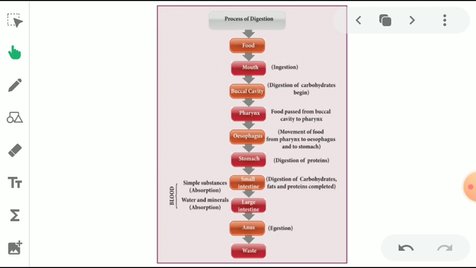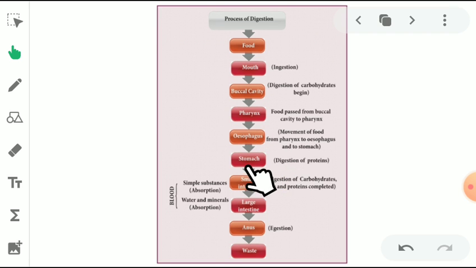Now let's see the process of digestion. Already we saw this, as a recall. First we take the food in; ingestion means the food reaches the mouth. From there digestion starts. The digestion of carbohydrate begins in the buccal cavity. Then the food passes from the buccal cavity to the pharynx, from the pharynx to the esophagus and to the stomach.